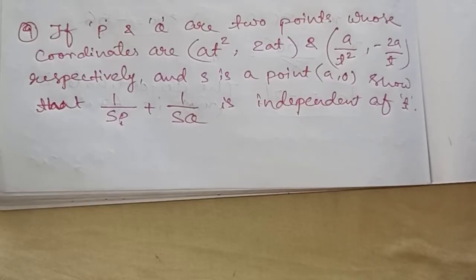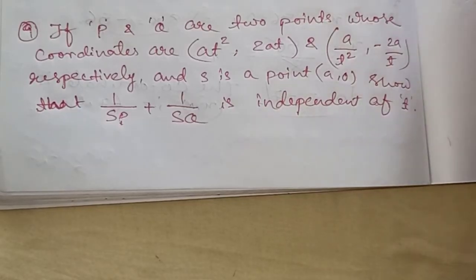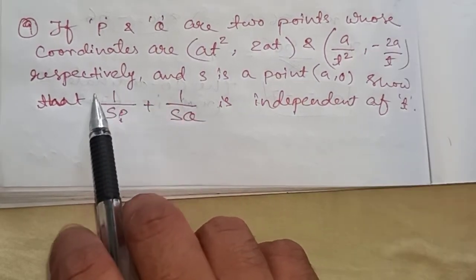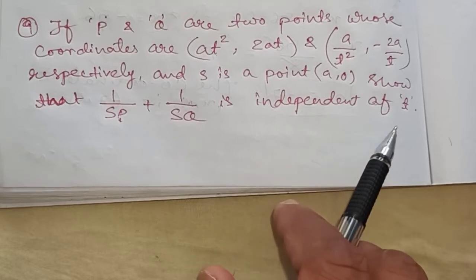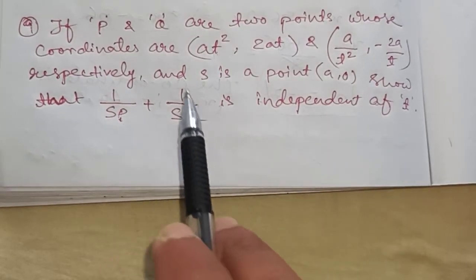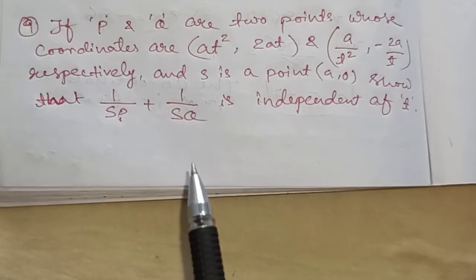In question number 9 it is given: if P and Q are 2 points whose coordinates are (at square, 2at) and (a by t square, minus 2a by t) respectively, and S is the point (a, 0), show that 1 by SP plus 1 by SQ is independent of t. We have to find the value of this. It should be independent of t. That means whatever result we get, t should not be present in the solution. Then only it will be independent of t.